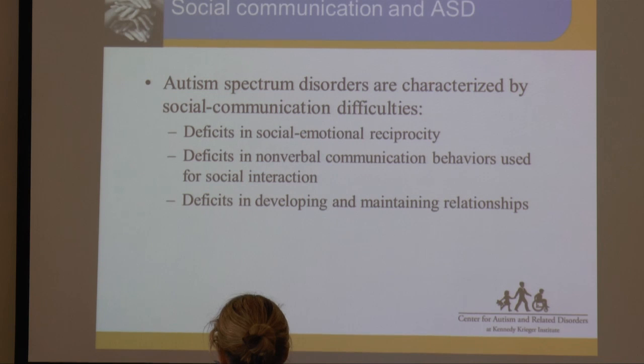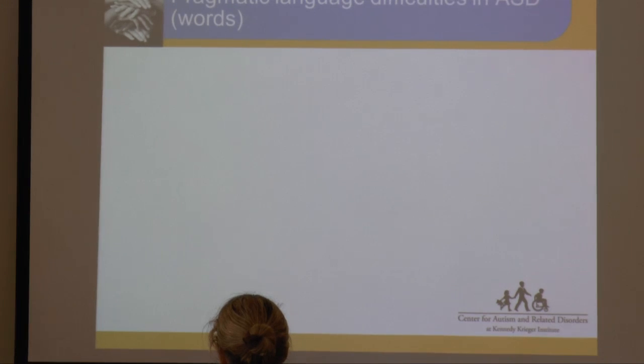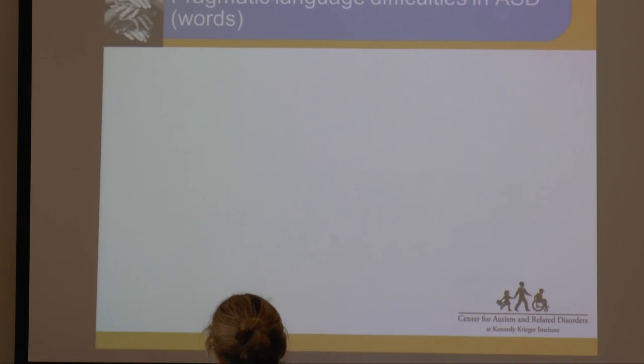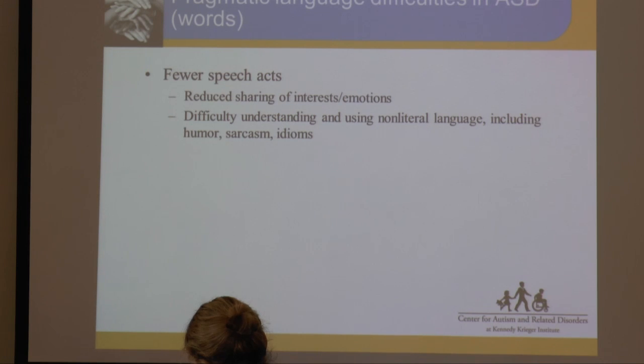So let's talk a bit about these different characteristics. In terms of pragmatic language difficulties, we talked a moment ago about the three big categories: speech acts, discourse management, and presupposition. Now we can talk about how those break down in kids with autism.